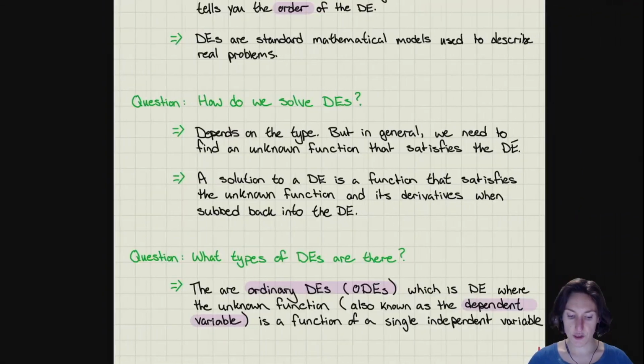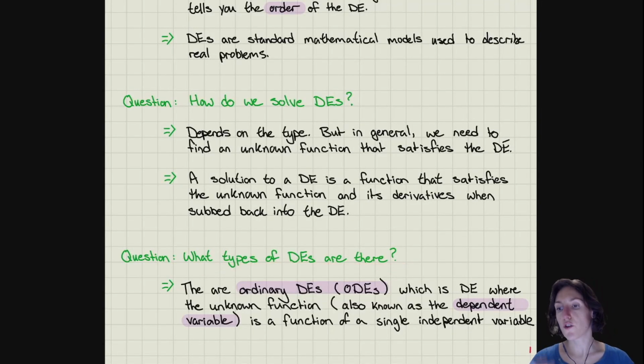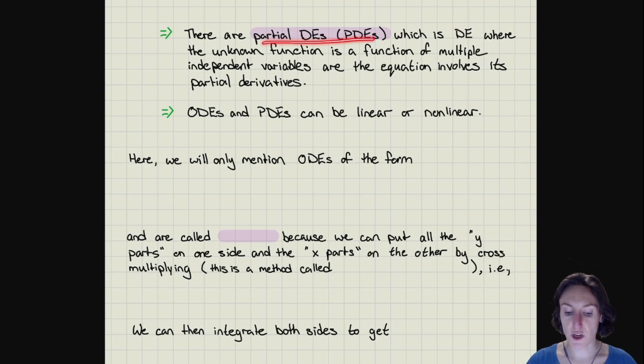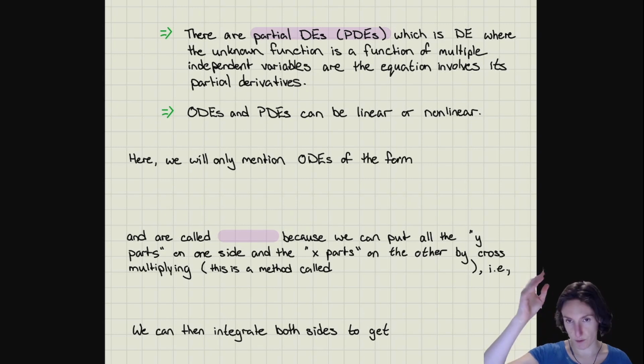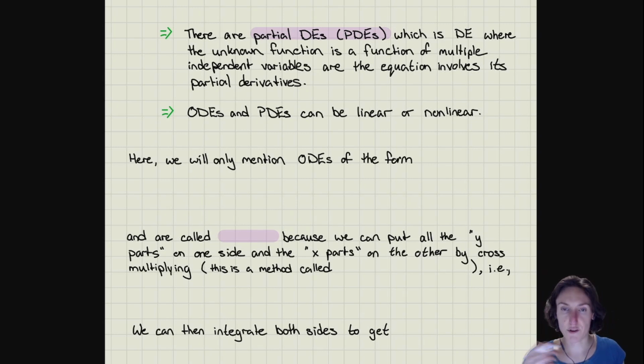So what types of differential equations are there? There's something called ordinary differential equations, which is the kind that we'll be looking at. These are equations where the function is of a single variable. There's also something called partial differential equations, where the unknown function has multiple independent variables. These are abbreviated ODEs and PDEs. And these can either be linear or nonlinear. Linear means you have a linear term, degree 1. Nonlinear means that you have squares or cubes, things like that involved.